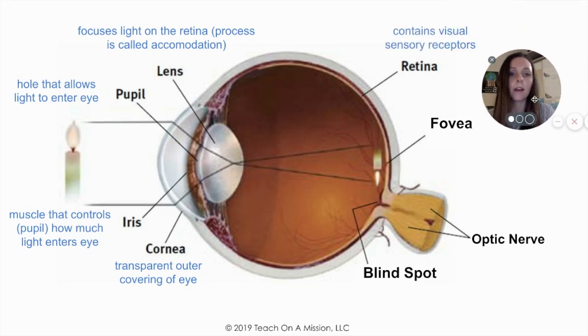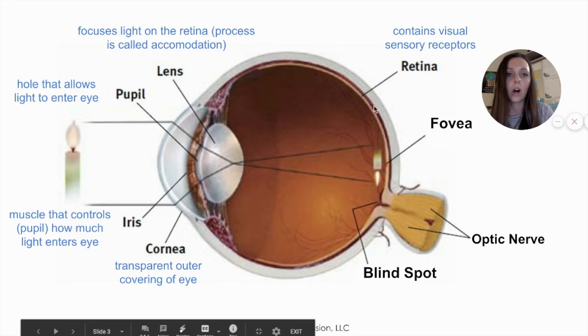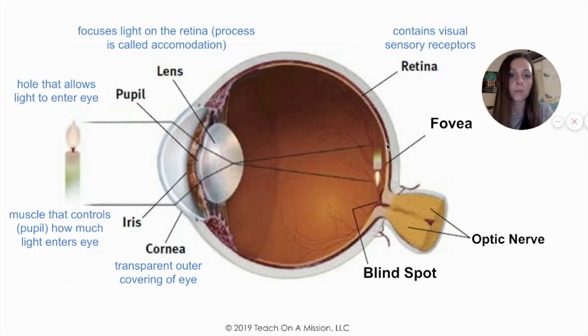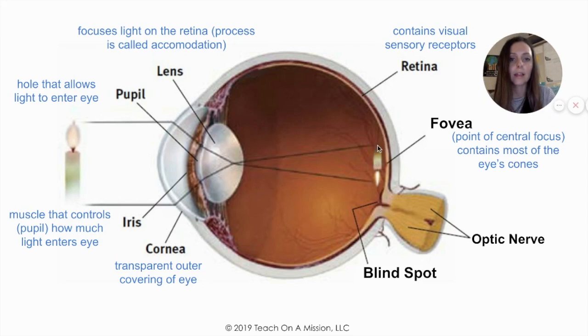So let's talk about the retina. That's this whole back area. This contains all of our visual sensory receptors. We're going to dive into that, but we saw in the retina, that's where transduction happens in vision. And the retina is made up of a lot of different receptors. The fovea is going to be right here in the middle of the retina. This is the point of central focus. So this contains most of the eye's cones, which we'll talk about, but this is where your vision is the clearest, the most precise, and it's right in front of you. So wherever you're looking, right in front of you, that's your clearest vision because that's hitting your fovea.